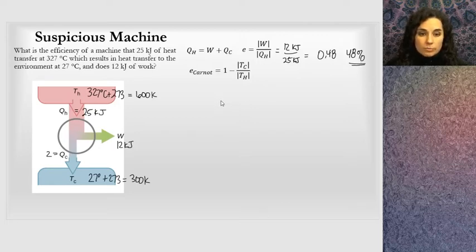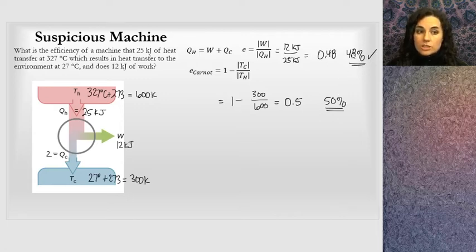I'll go ahead and plug in my numbers. 1 minus T C, which is 300, divided by T H, 600. 1 minus 300 over 600. 1 minus a half, which is a half. So 50% efficiency. So when I compare the Carnot efficiency to the efficiency that it says that it's getting, I see that this is a realistic situation.